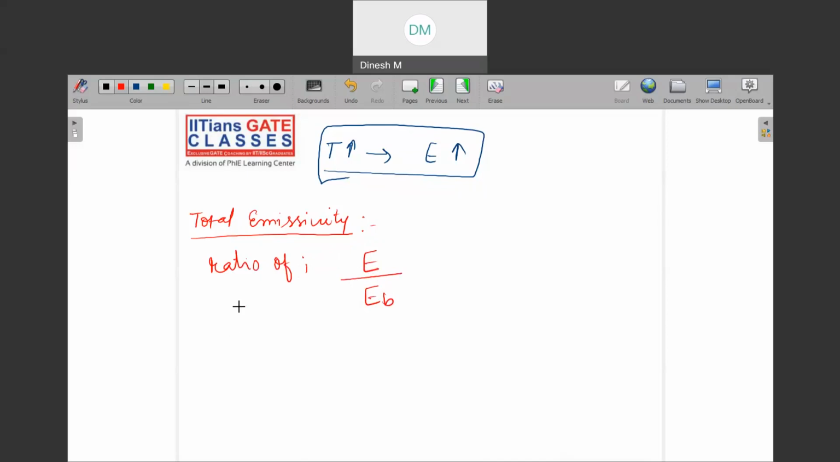So how is emissivity defined? Emissivity, here we are denoting it by epsilon. This is the ratio of E upon EB. So E is the emissive power of any body, and EB is the emissive power of the black body. Okay, but provided we are talking about the same temperature.